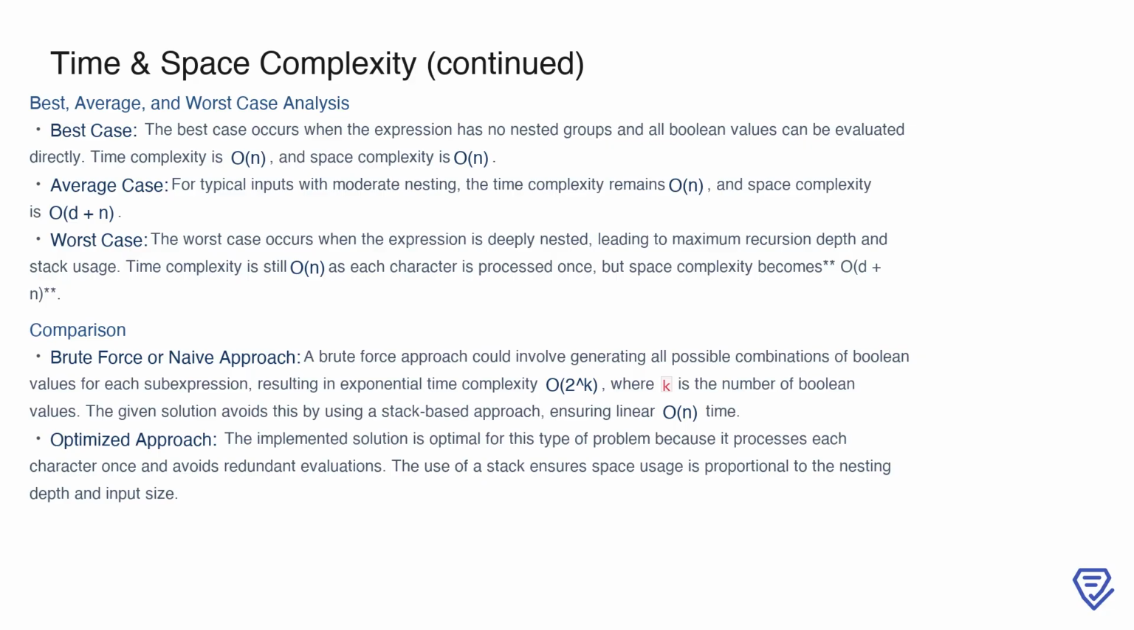Comparing this approach to a brute force method, a naive solution might try generating all possible combinations of Boolean values for each sub-expression, which would result in exponential time complexity, O(2^k), where k is the number of Boolean values. In contrast, the optimized stack-based approach efficiently processes the input in linear time, O(n), avoiding redundant evaluations and ensuring space usage is proportional to the nesting depth and input size.